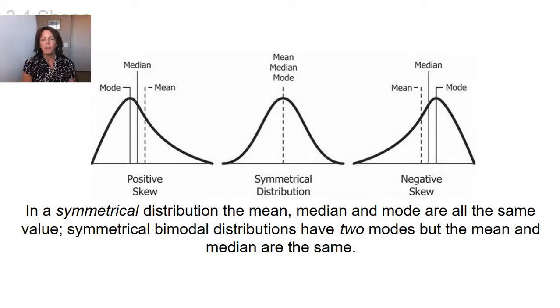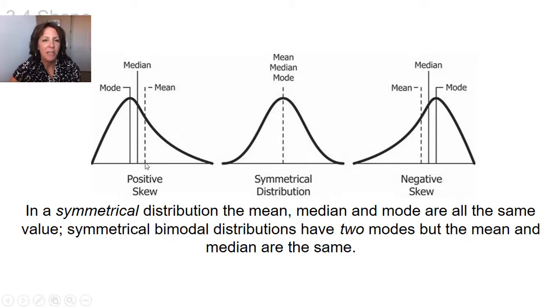We're going to talk real quick about the shape of distributions and what this has to do with the mean, the median, and the mode. So the most important thing to remember right now is that in a symmetrical distribution, the mean, the median, and the mode are exactly the same. As I look at this right here, the mean, the median, and the mode all line up in a symmetrical distribution. They will be the same number. If you have a symmetrical bimodal distribution, you're going to have two different modes, but the mean and the median will still be the same. So keep that in mind.